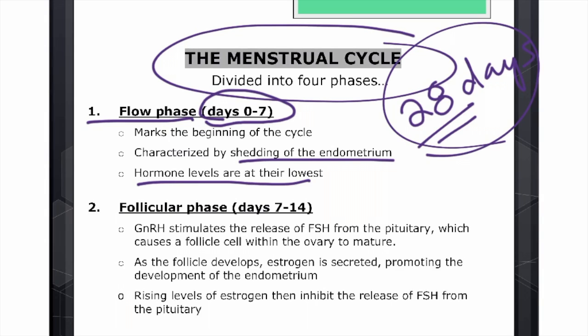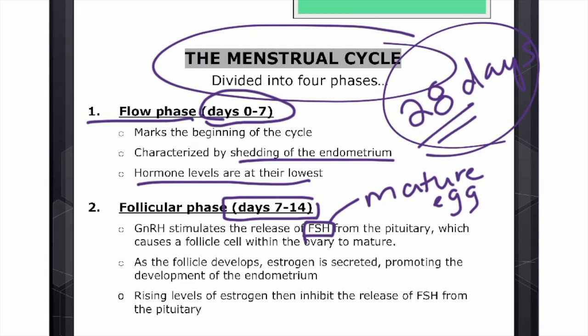On to the next phase, your follicular phase. This is days 7 to 14. This is where our hormones will start to change and regulate a little differently. GnRH stimulates the release of FSH. If you remember what FSH does from our last tutorial, FSH is going to turn the follicle into a mature egg.